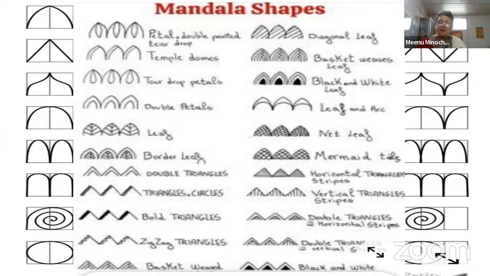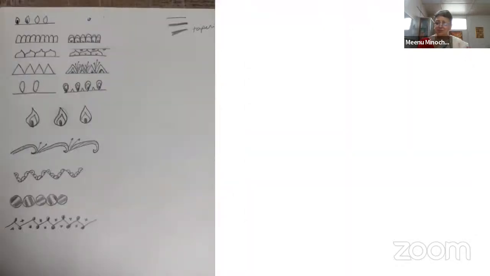Make crosses in it, make lines in it, fill in a deep color, like this one where you're just filling in the color, three lines and you're just filling in the color. So these are all different kinds of shapes that you can fill in the mandala. This is what I had drawn when I had learned this. These are the shapes they had taught us, and then I learned some more.